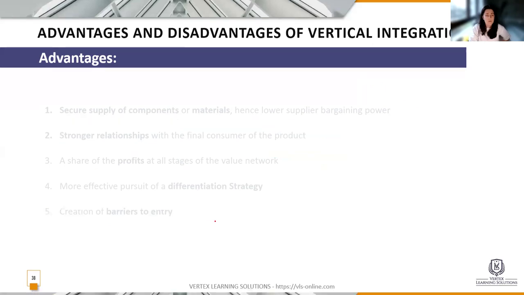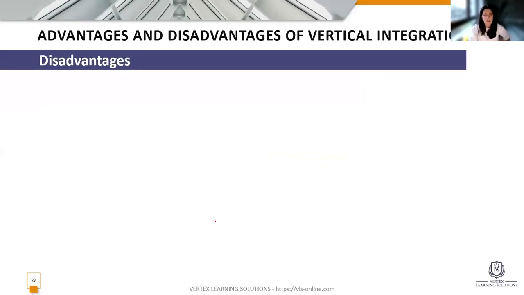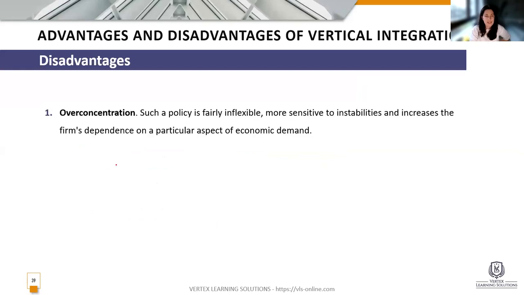But there are problems, there are risks with this vertical integration. So first of all, it could lead to over concentration. So we are going to be more sensitive to instabilities and the fluctuations in the economy. So, for example, if we would have this vertical integration, and let's say we would be an airline company, also we would be a company that produces airplanes, then if COVID and all of the airplanes are landed, then we suffer in this business and in that business as well.